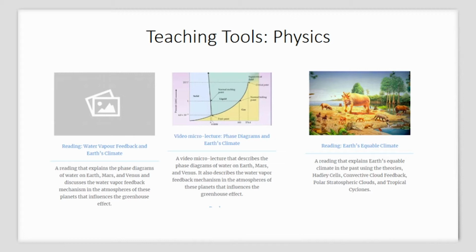This includes things such as a reading on the water vapor feedback and Earth's climate using the phase diagrams of water on Earth, Mars and Venus to discuss things such as the water vapor feedback mechanisms. A reading that explains Earth's equable climate in the past using theories like Hadley cell, convective cloud feedback, polar stratospheric clouds and tropical cyclones.